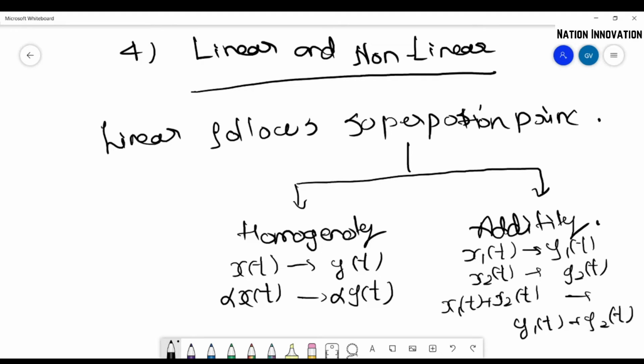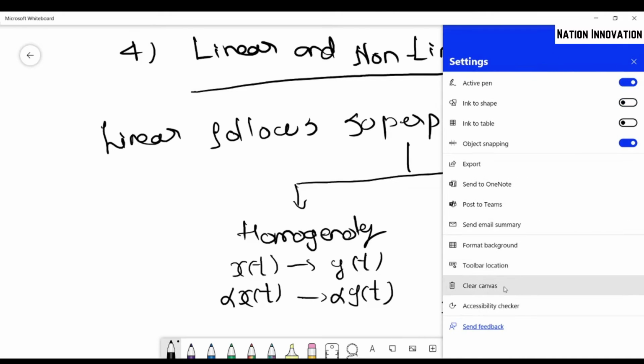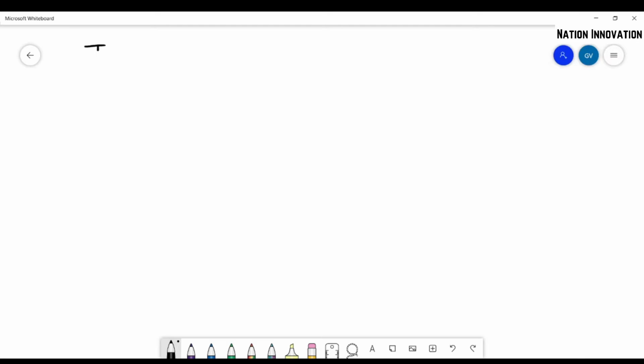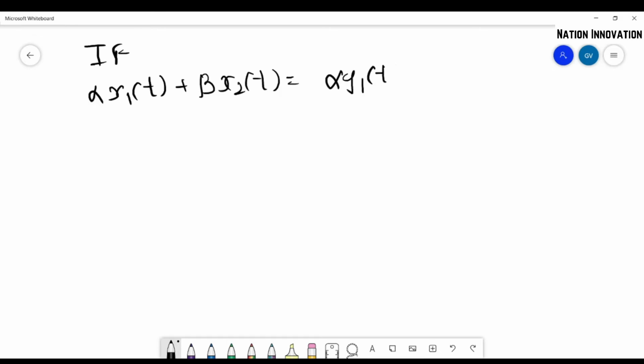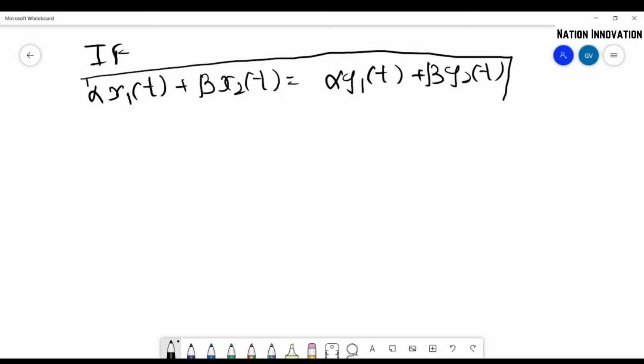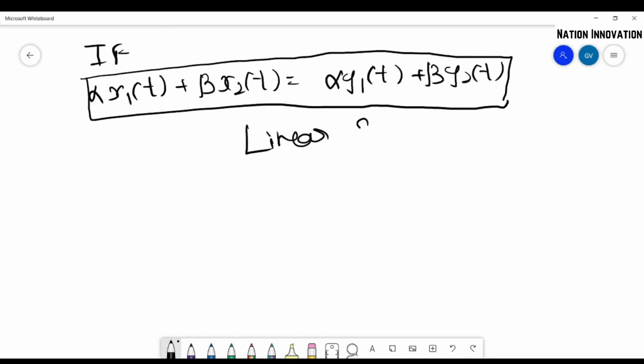So consequently, if I have a signal x1 of t plus x2 of t, then I'll get y1 of t plus y2 of t. Combining both principles, if alpha times x1 of t plus beta times x2 of t produces alpha times y1 of t plus beta times y2 of t, then the given system is a linear system.